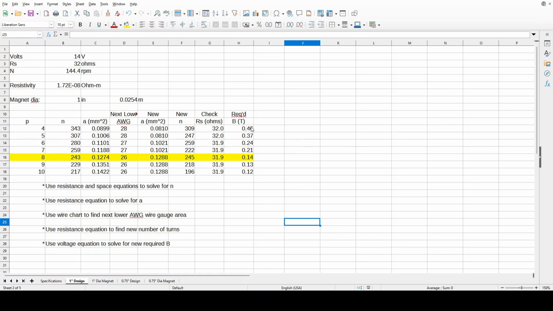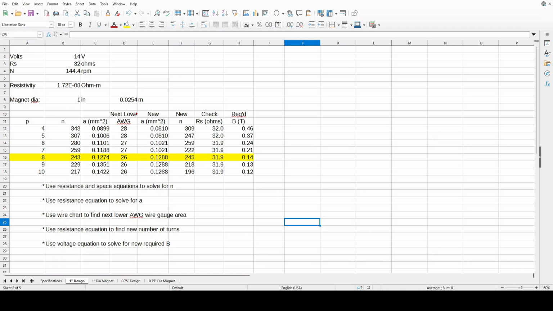And this 0.46 Tesla is pretty high. As you get to a higher number of poles, it goes down, and it turns out we can probably hit 0.14 Tesla with this particular arrangement. So I chose 8 poles, and it's going to have 26 gauge wire, 245 turns, and I just have to design my magnetics so that I get 0.14 Tesla on average through the coil.